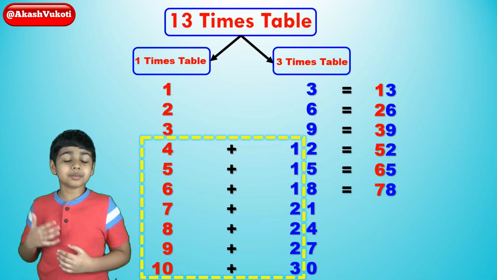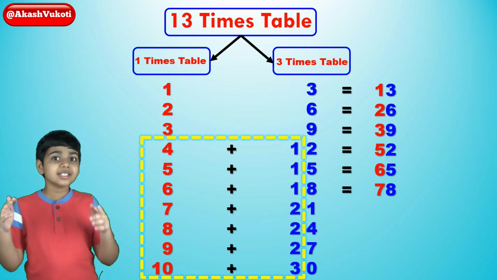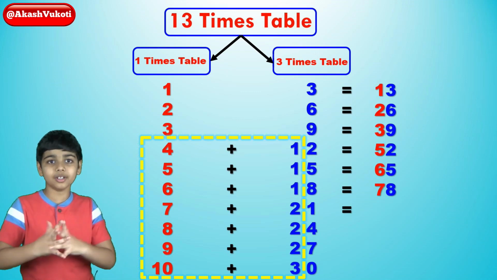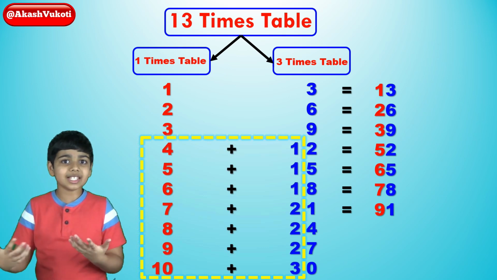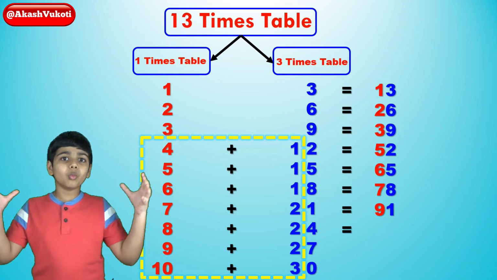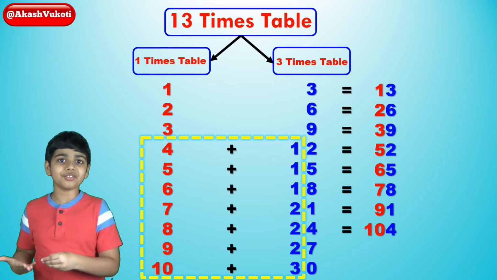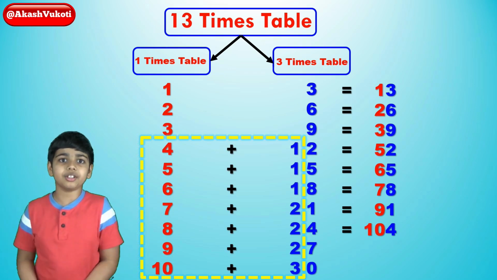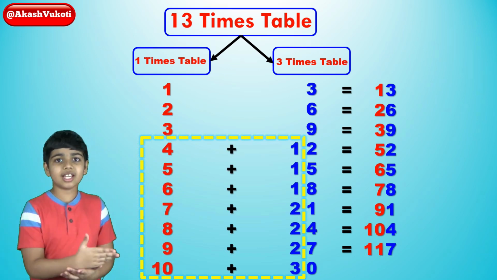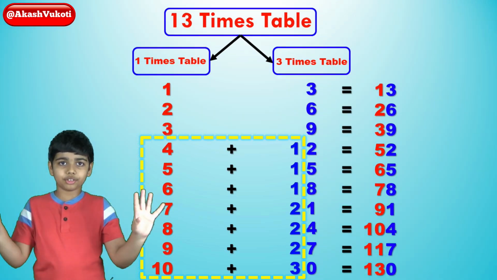Then 13 times 7 right here, that is 7, 21. So add 7 and then the 2 in 21 to get 9, making 91. And then 13 times 8 is 8, 24. So we do the same thing and get 104. Then 13 times 9 is 9, 27. So add the 9 plus 2 in the middle there to get 117. And finally, 13 times 10 is 10, 30. So add 10 and then the 3 from 30 to get 130.